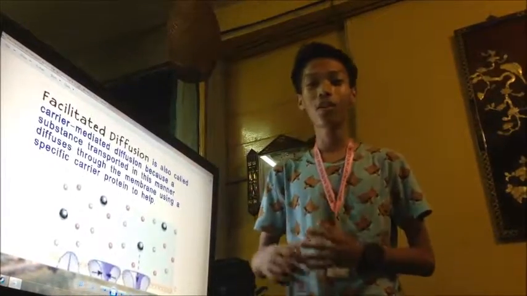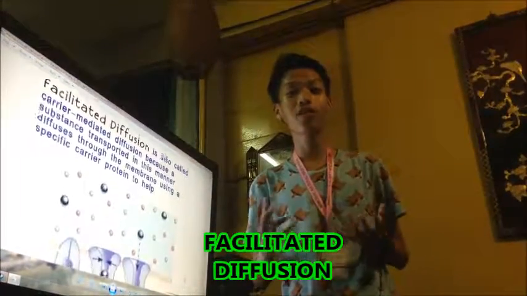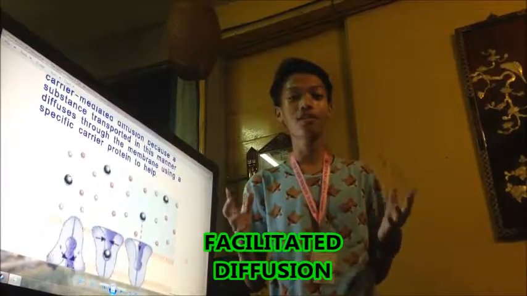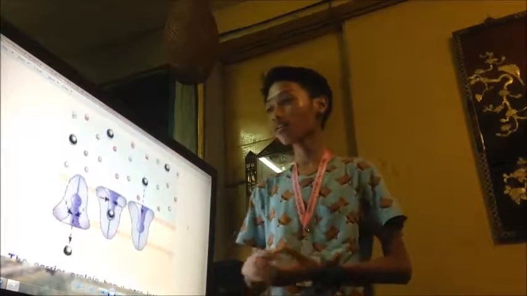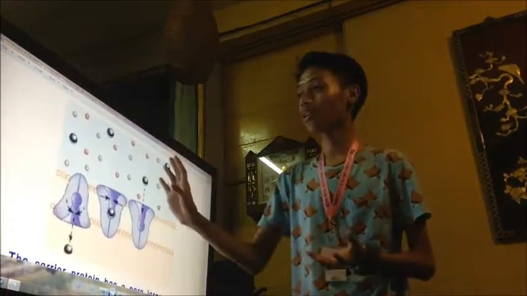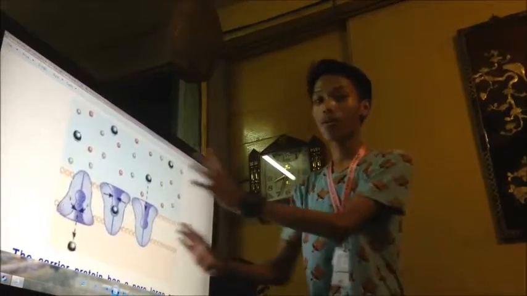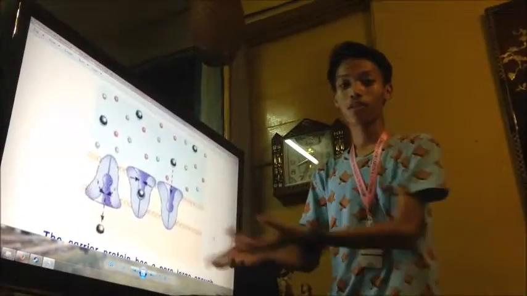Facilitated diffusion is also called carrier-mediated diffusion because a substance transported in this manner diffuses through the membrane using a specific carrier protein to help. So, let's illustrate the process of diffusion.